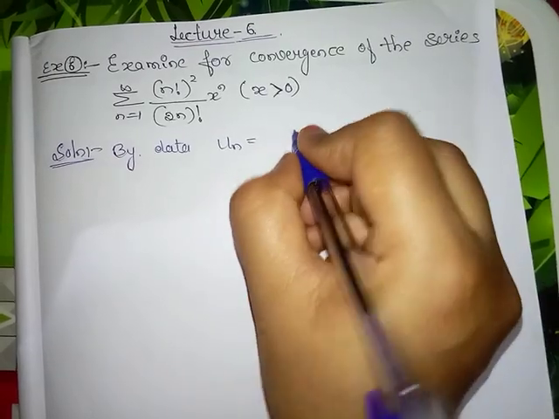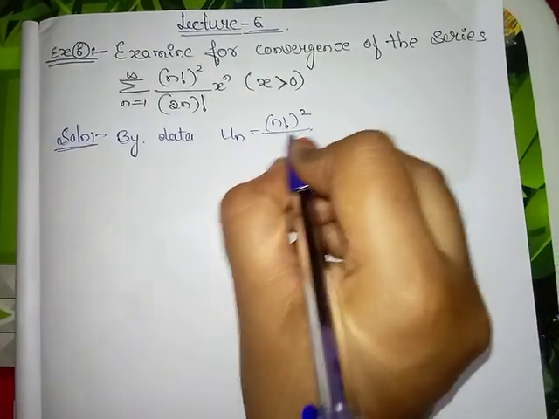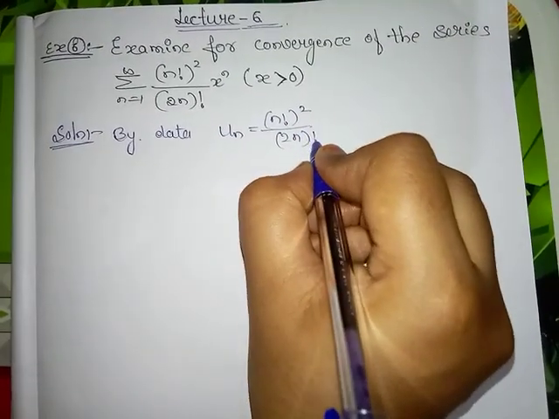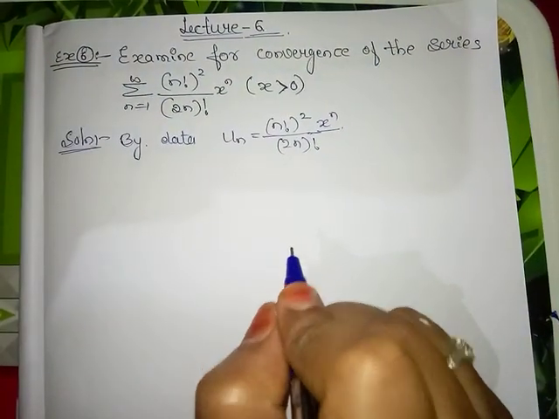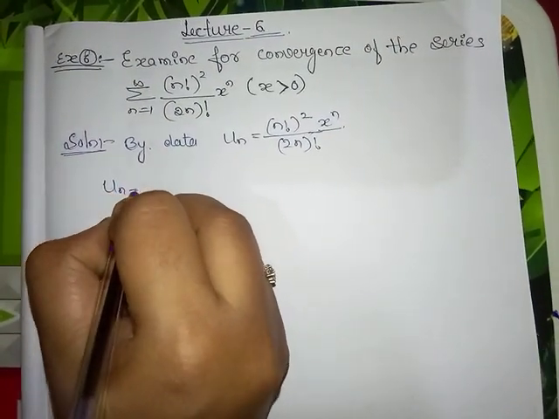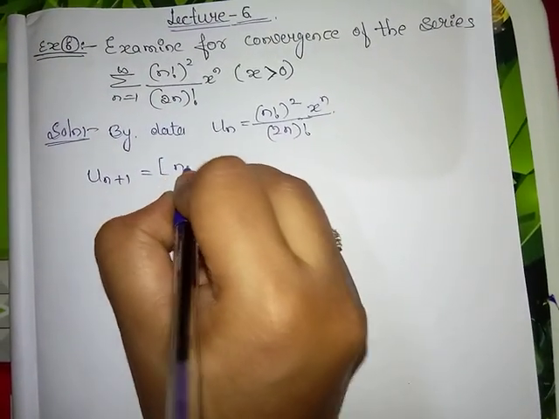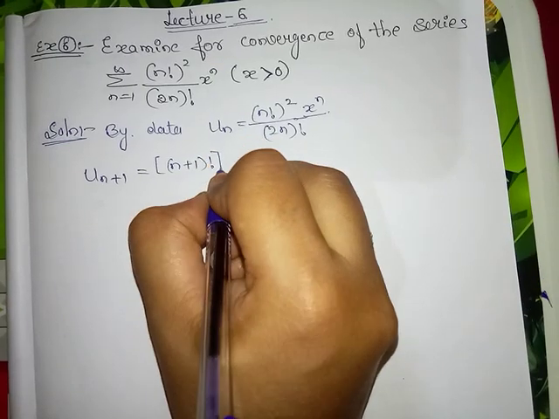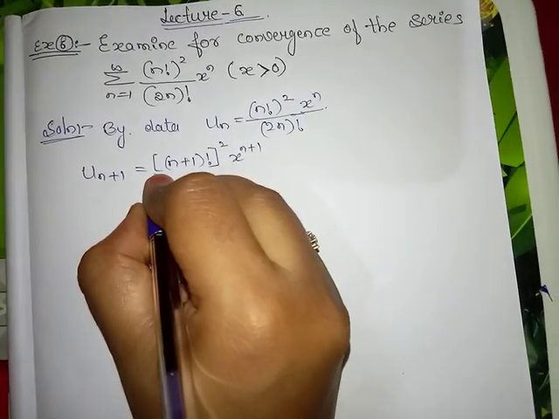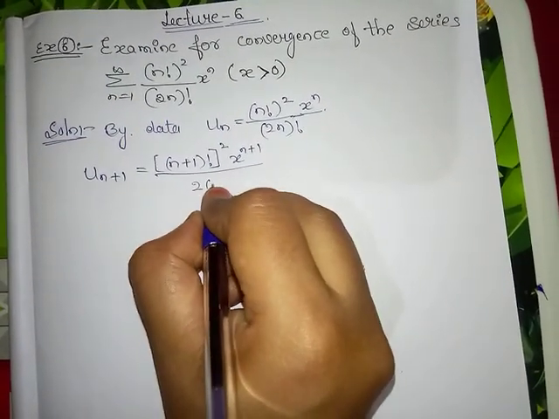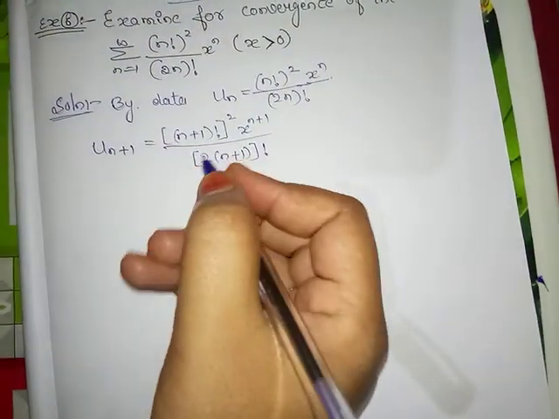Un is equal to n factorial square divided by 2n factorial into x raised to n. This is our given un. Now un plus 1 is equal to n plus 1 factorial, n changes to n plus 1, factorial whole square into x raised to n plus 1, divided by 2 into n plus 1 factorial. Now we solve this one.